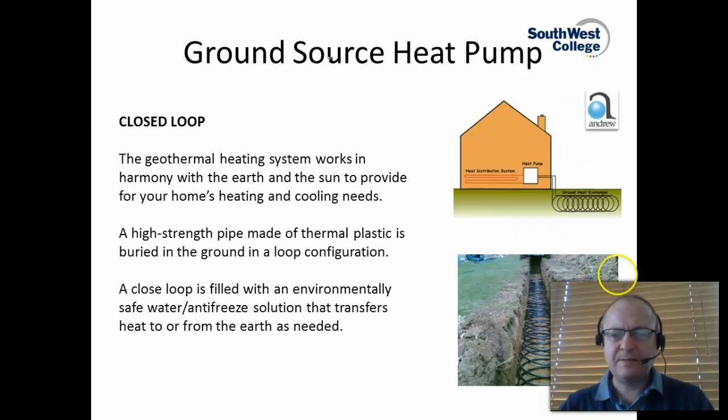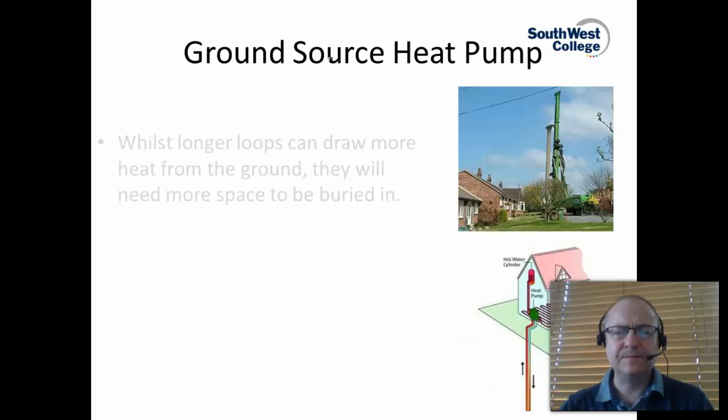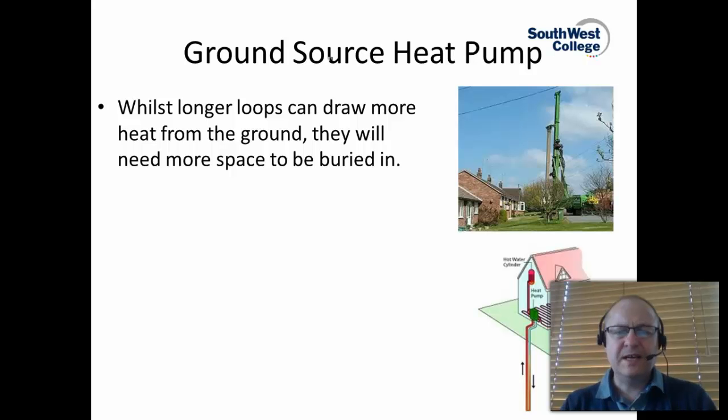Your high strength pipe made of plastic, thermoplastic, is put into the ground and filled with the glycol water mix, and then basically that is used in a closed loop within the heat pump and pumped around to extract the heat from your garden. As I say, longer loops can draw more heat from the ground. They do need more space to be buried in.